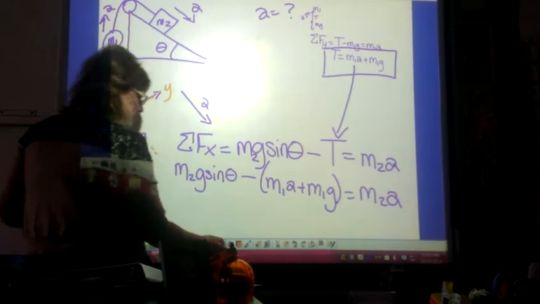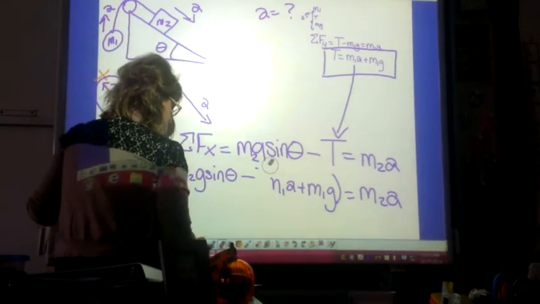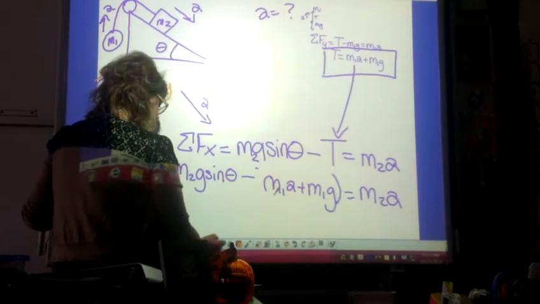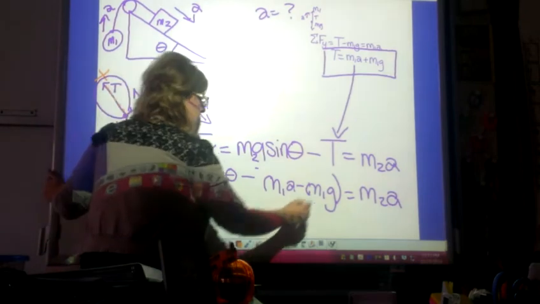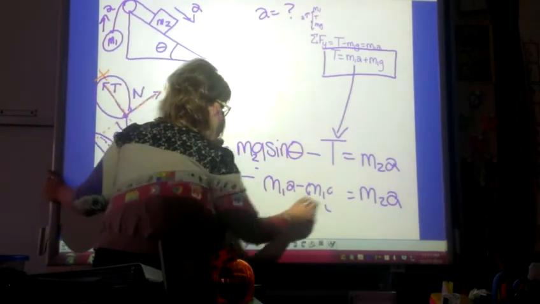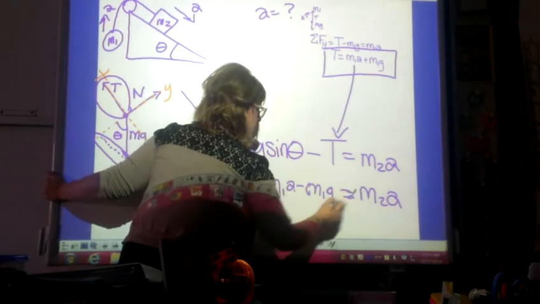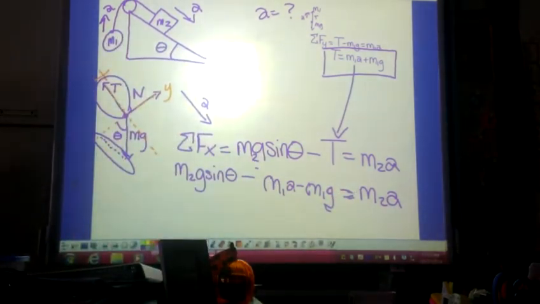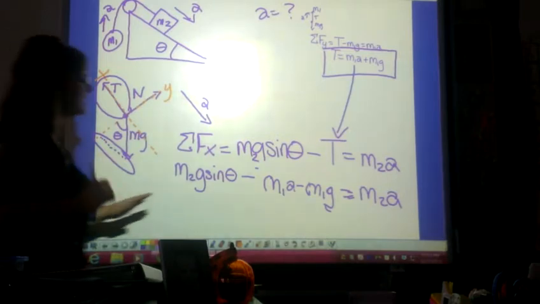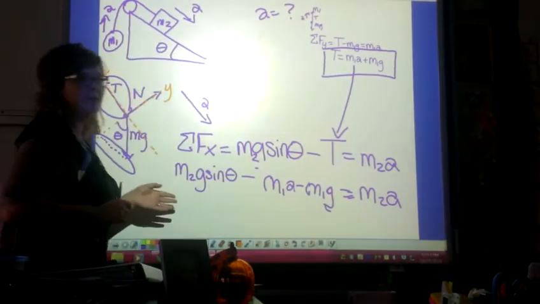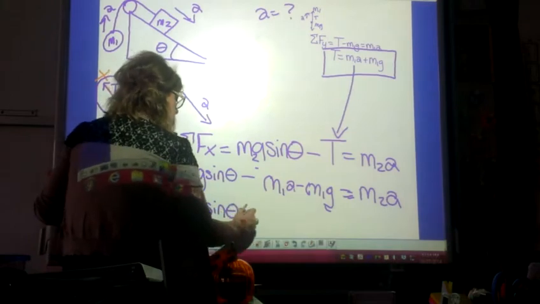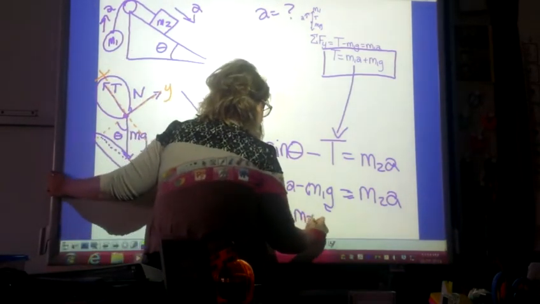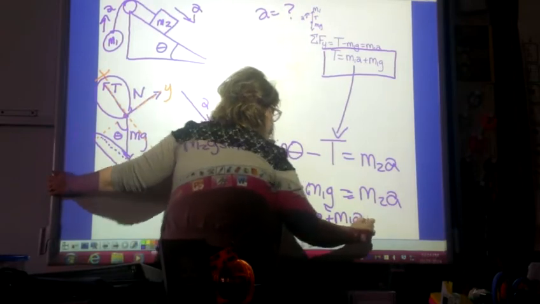Okay, but now let me make this a little easier. So minus m1 a, minus m1 g, equals m2 a. Okay, so now all I need to do is simplify this. Let's get the a's on one side, and everything that has a g on the other side. So we'll have m2 g sine theta minus m1 g equals m2 a plus m1 a.